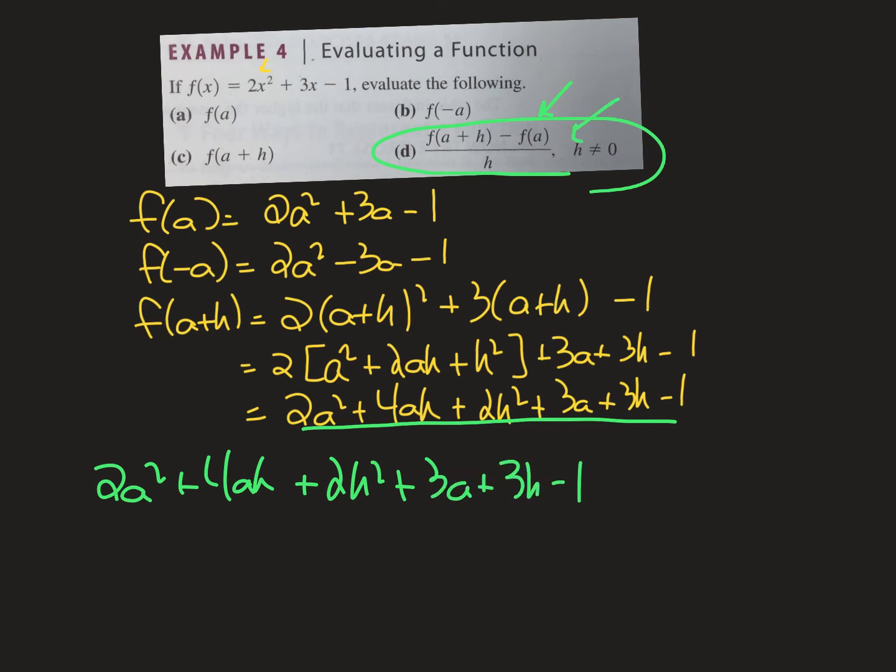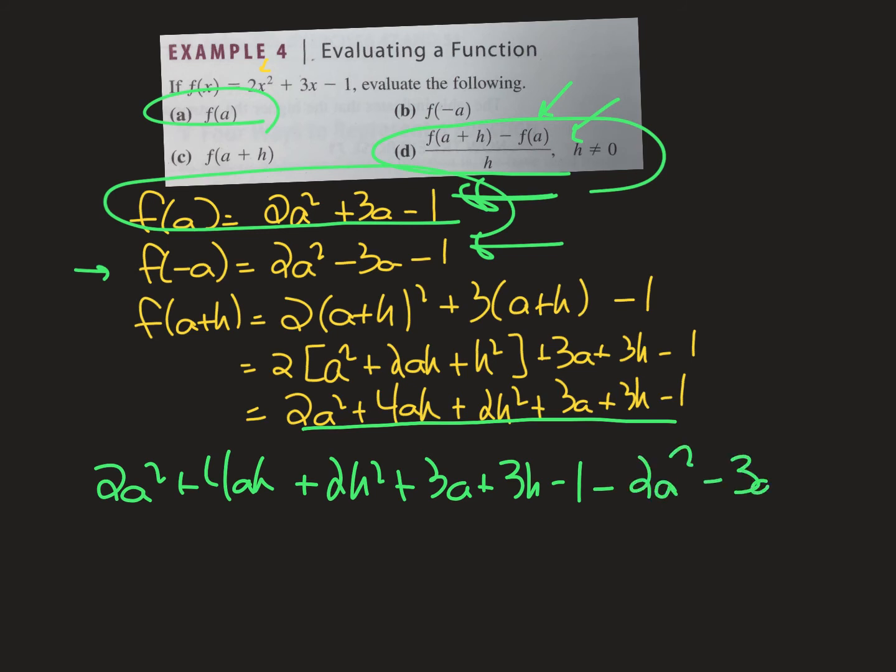Then it says minus f of a, which you have one or two options. I can do minus this, or I can just put that there because that is negative a. So I'm just going to put the negative a up here and go 2a squared. Hang on. I think I am going to do minus f of a. If I do minus this first function, that changes all the signs. It makes it negative 2a squared minus 3a plus 1. And all that is going over h.